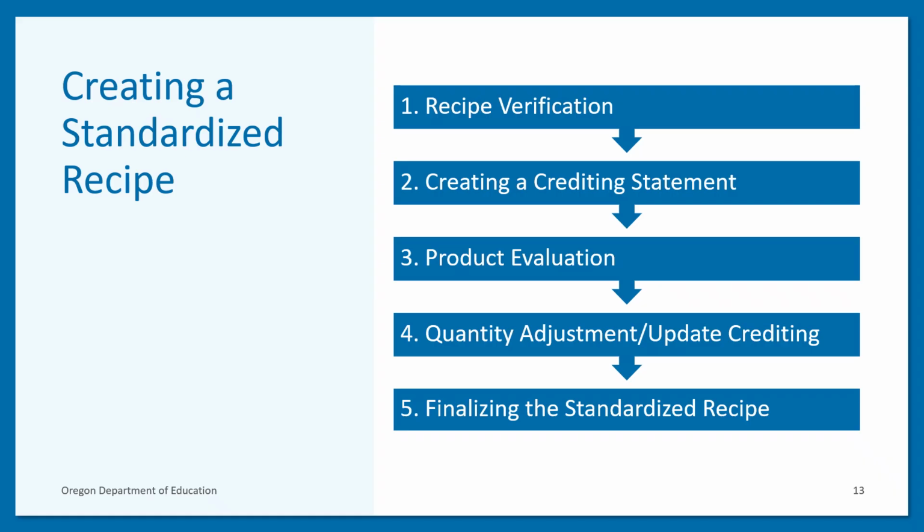Let's go through and figure out how to create a standardized recipe. There are 5 major steps that must be taken. First is recipe verification, then creating a crediting statement. Once that's done, product evaluation should be conducted, after which some quantity adjustments and/or updates to crediting may be necessary. Finally, once all those steps have been completed, it's time to finalize the standardized recipe and conduct some double checks.